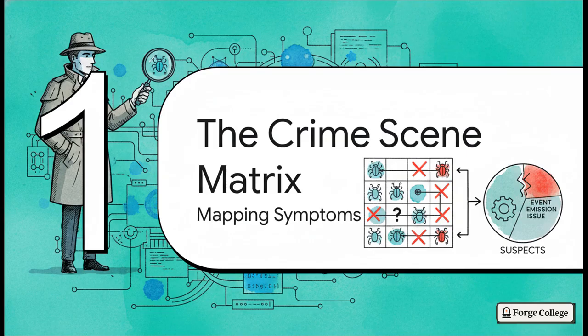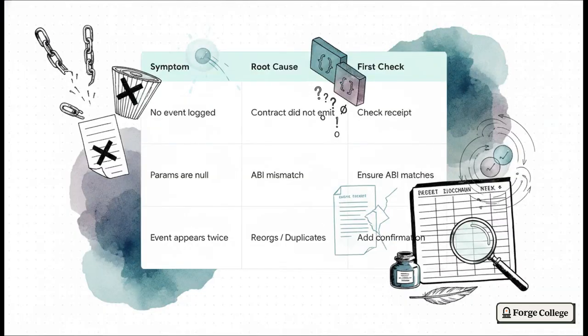Every good detective absolutely needs a reliable way to map out the symptoms of a crime scene to the most probable causes. Because, let's be real, you can't just start randomly changing code and hoping for the best. That is literally the developer equivalent of tampering with evidence. We need a systematic, logical approach to narrow down our suspect list. And this brings us to our detective's cheat sheet.